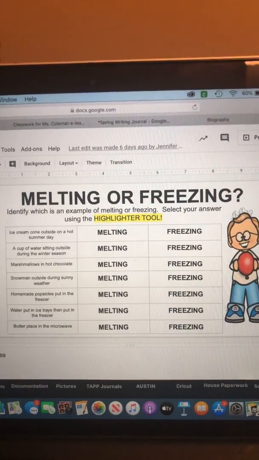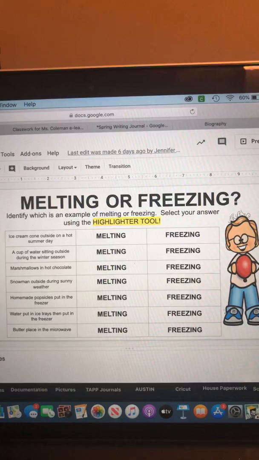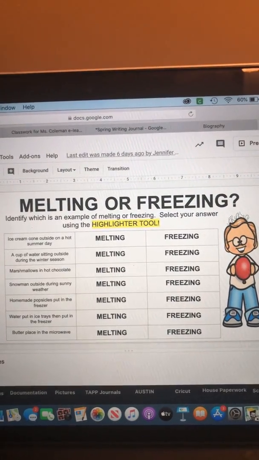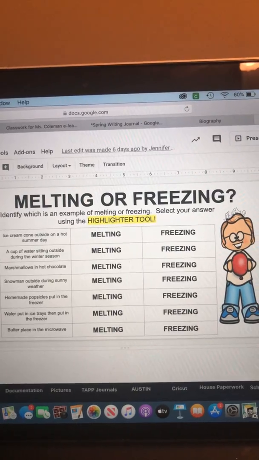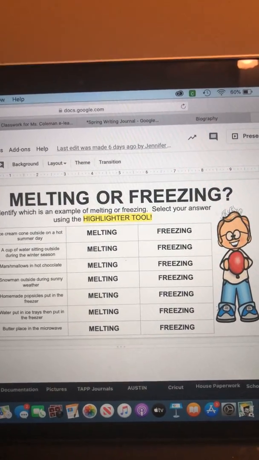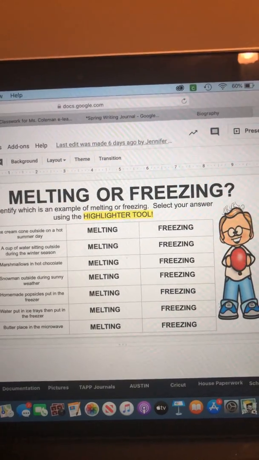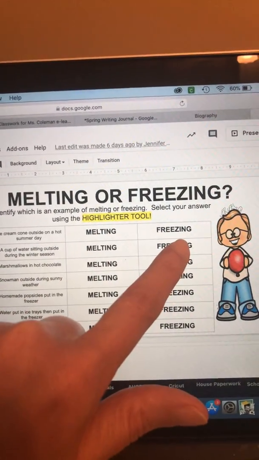And this slide is called melting or freezing. Identify which is an example of melting or freezing. Select your answer using the highlighter tool. All right, so I'm going to read each one of these to you, and you have to decide if this is an example of melting or freezing.